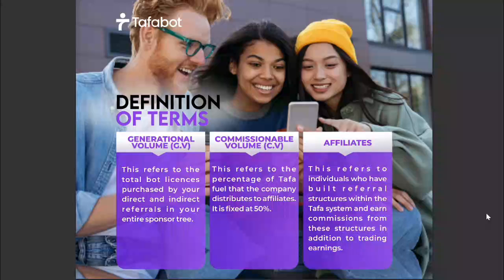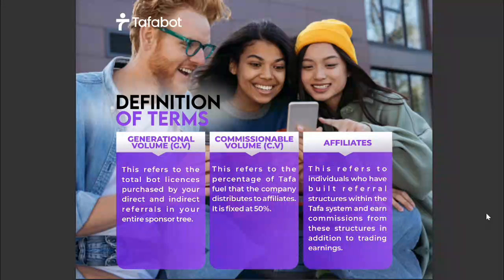Now we look at the commissionable volume, which is the CV. This refers to the percentage of Tafa fuel that the company distributes to affiliates. It is fixed at 50%. What this means is that Tafa takes 10% of your trading profit. So they needed to make profit so they can make money, right? So out of the 10% that Tafa takes from you, Tafa splits that 10% into two. 50% of that 10% goes to Tafa. The other 50% is distributed for affiliate rewards. That is what it means.